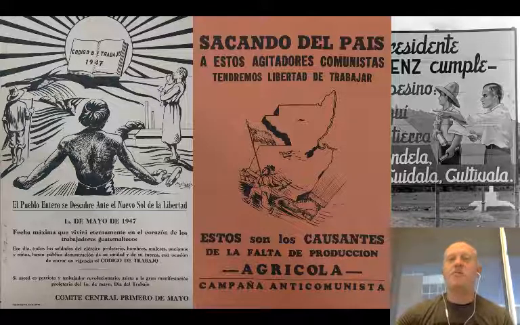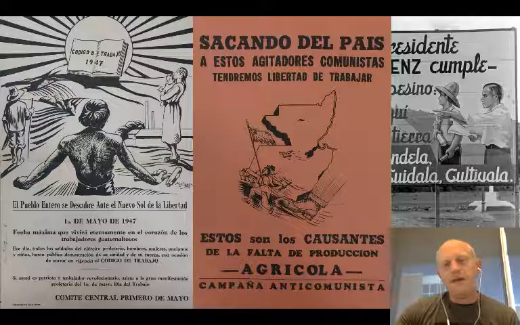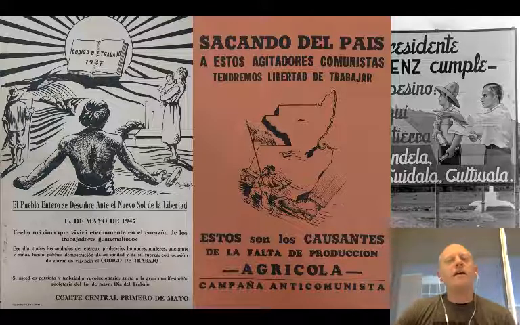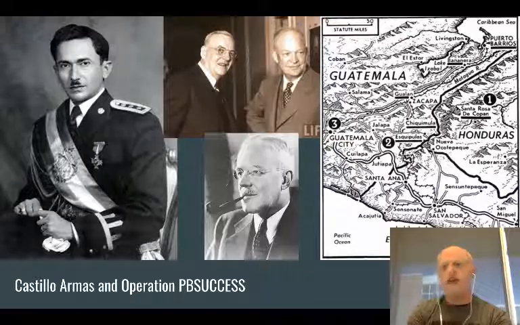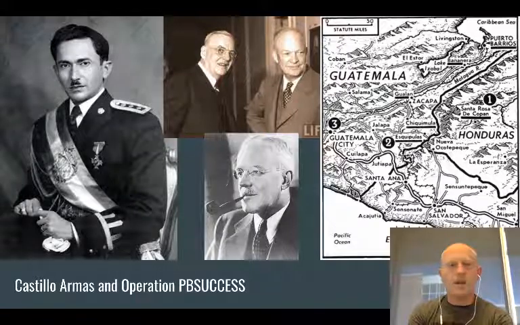There aren't many major cities, but other cities in Guatemala. It says we need to get the communists out of our country because they're making it so that we don't have much agrarian production. We're not producing as many bananas, as much sugar, and it's not bringing as much money into the country, which wasn't necessarily true, but this was the line that the United Fruit Company was putting forth, that the United States government under Eisenhower was accepting. And there were a lot of connections between the United Fruit Company and the Eisenhower government.